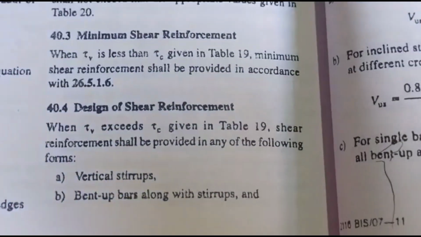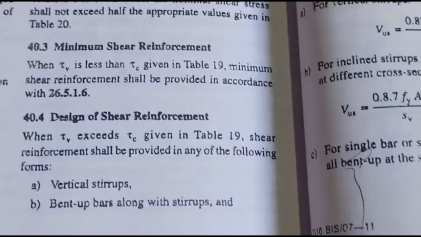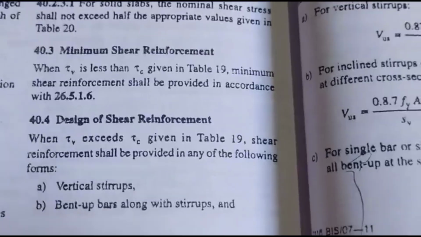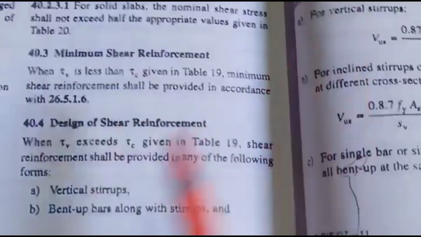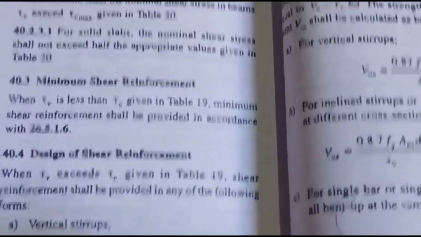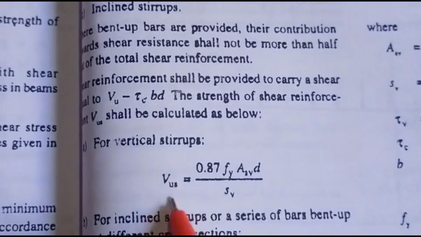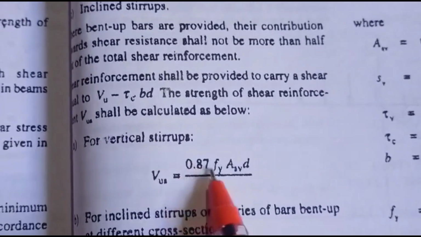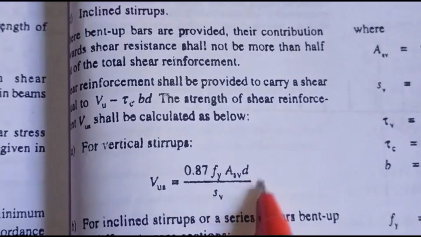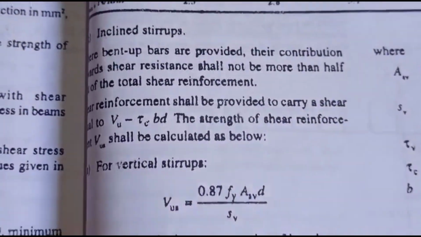So what they have mentioned, when our tau v value is greater than tau c, we need to provide the shear reinforcement in the form of these three. It may be vertical stirrups or bent-up bars or inclined bars. So for vertical stirrups, they have given the formula Vus = 0.87 fy Asv d / Sv. By using this formula, we will calculate.